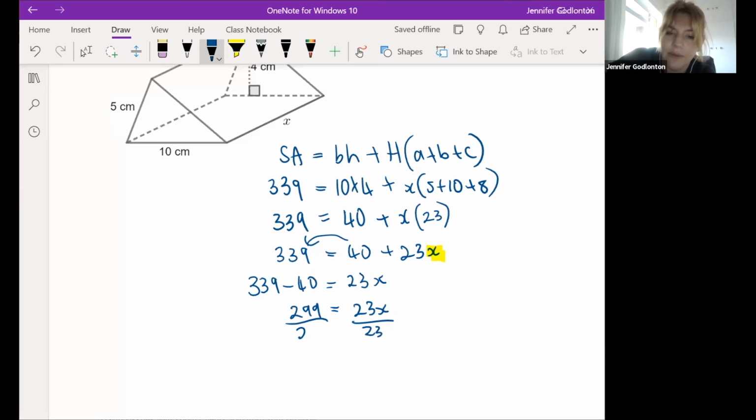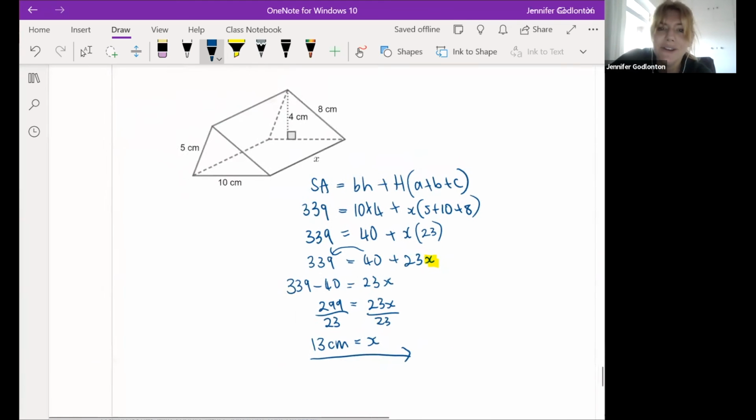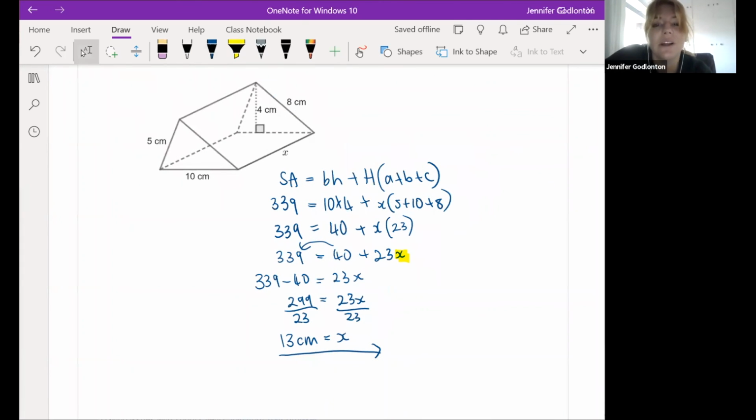Okay. So what's my final answer for x? 13. There you go. And it's going to be in centimeters, because it's the length of a line. You got to trust your gut. You know more than you think you know.